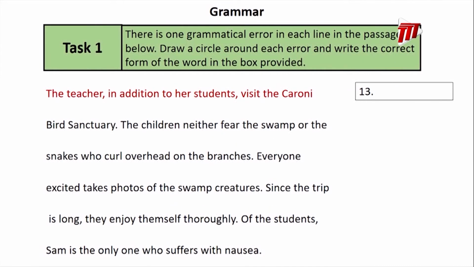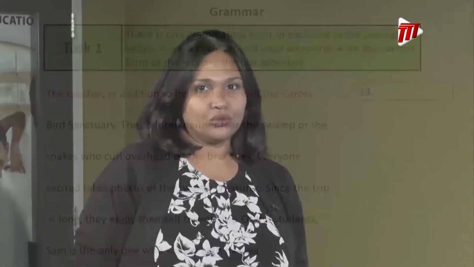Here's the instruction. There's 1 grammatical error in each line in the passage. Draw a circle around each error. Write the correct form of the word in the box provided. So similar to the spelling.